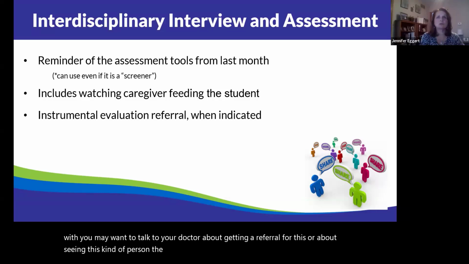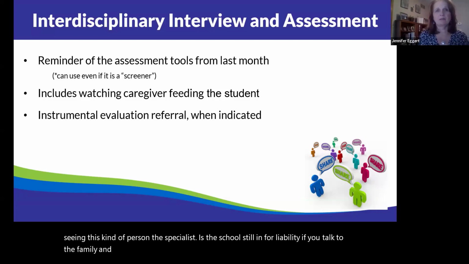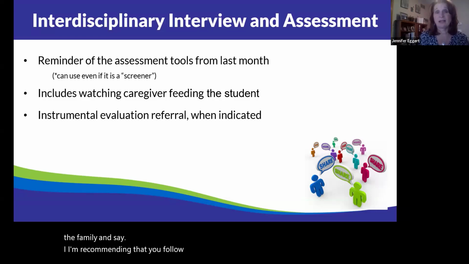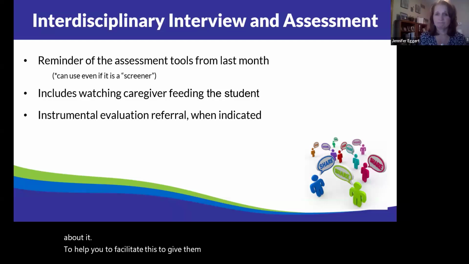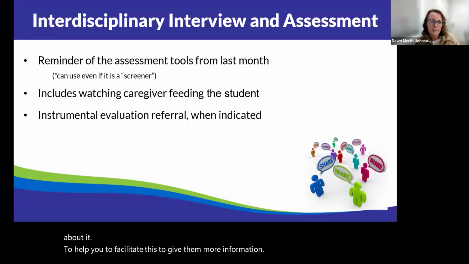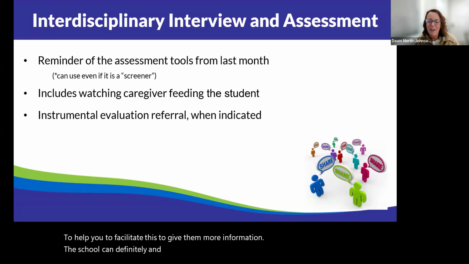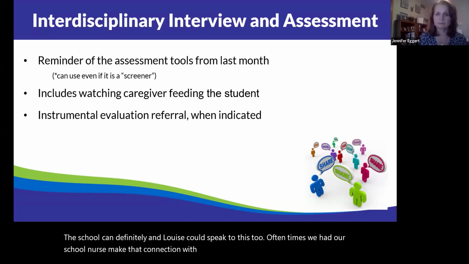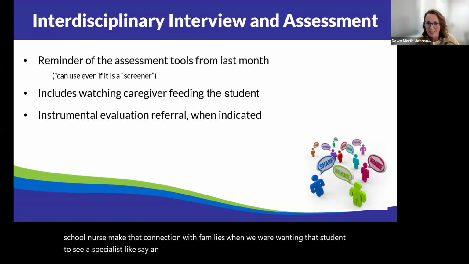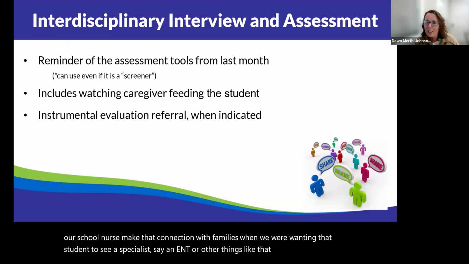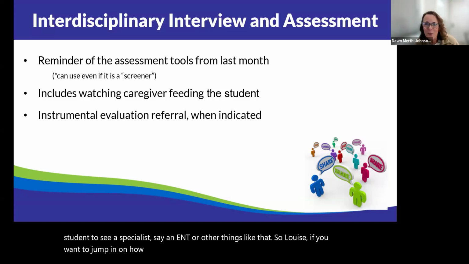And Dawn, does the school still incur liability if you talk to the family and say, I'm recommending that you follow up on this and I'm going to call your doctor about it to help you, to facilitate this, to give them more information? The school can definitely, and Louise could speak to this too. Oftentimes we had our school nurse make that connection with families when we wanted that student to see a specialist, like an ENT or other things like that. So Louise, if you want to jump in on how that works for you as a nurse or what you've seen and done.